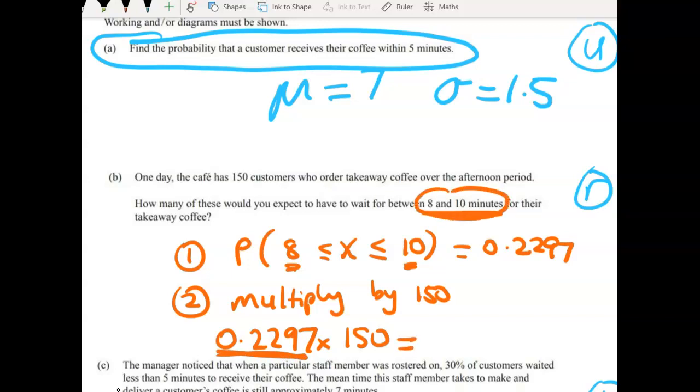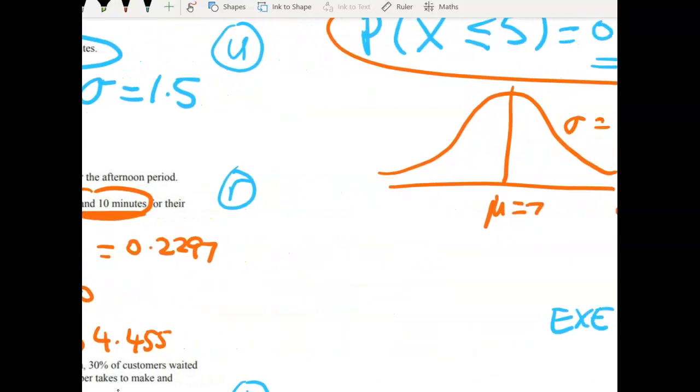So that's going to give me 34.455 customers. Don't leave it like that. Just make sure, well, do leave it like that to start with, and then round it sensibly. Let's put that back in. So I do want to see that number, 34.455. And then we're going to write a sentence in context.